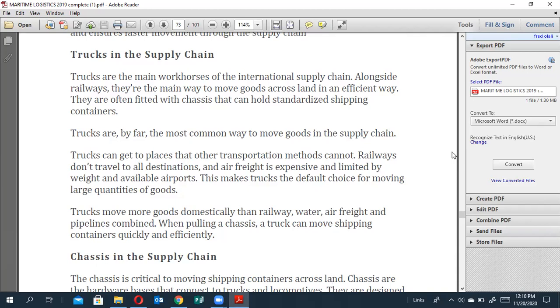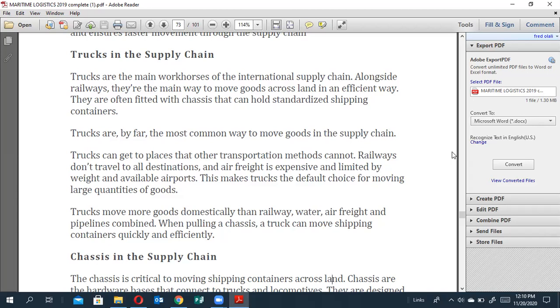Remember, trucks normally also allow door-to-door delivery of goods. So you can move them from any point up to your doorstep. They can get to places that other transportation modes cannot. Railways do not travel to all destinations, and air freight is expensive and limited by weight and available airports. So this makes trucks the default choice for moving large quantities of goods. They move more goods domestically than railways, water, air freight, and pipelines combined.